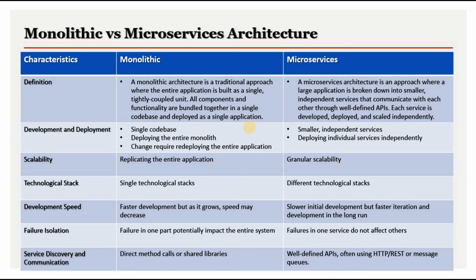Next, we have the service discovery and communication. So in case of the monolithic architecture, communication is typically through direct method calls or shared libraries. In case of microservices, services communicate through well-defined APIs, often using HTTP REST or message queues like RabbitMQ or Kafka.